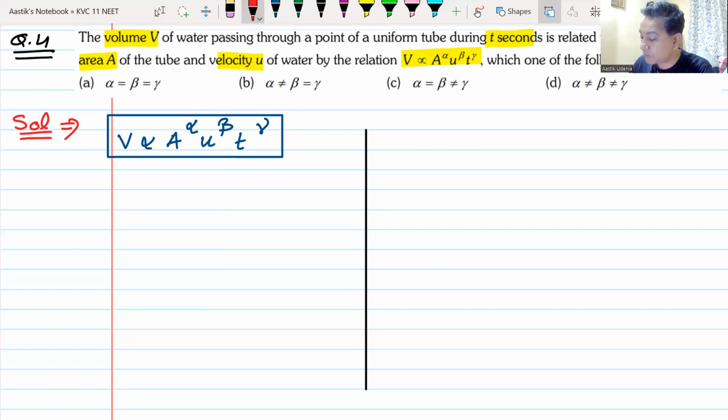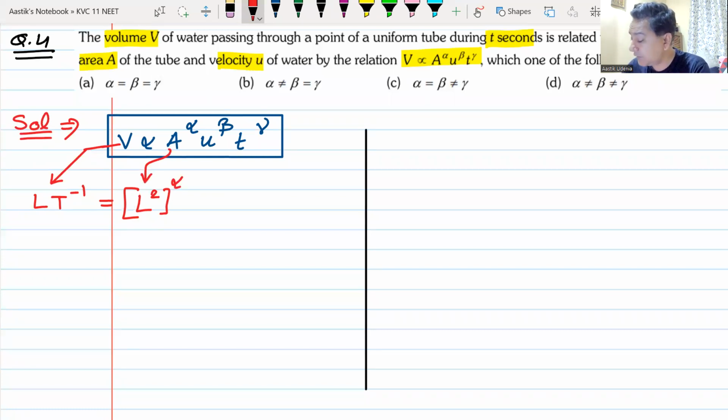Step number 2, we are going to write their dimensions. So what is the dimension of V? The dimension of V is LT minus 1. So that dimension must now be equal to what is there on the right hand side. What is the dimension of A? A is area, so it is L square and it is raised to the power of alpha.